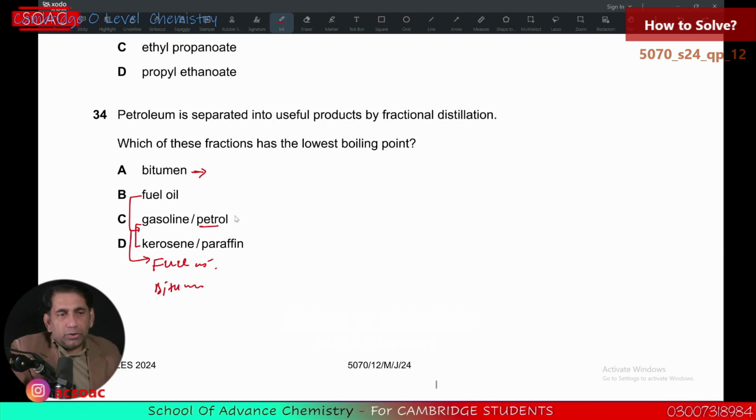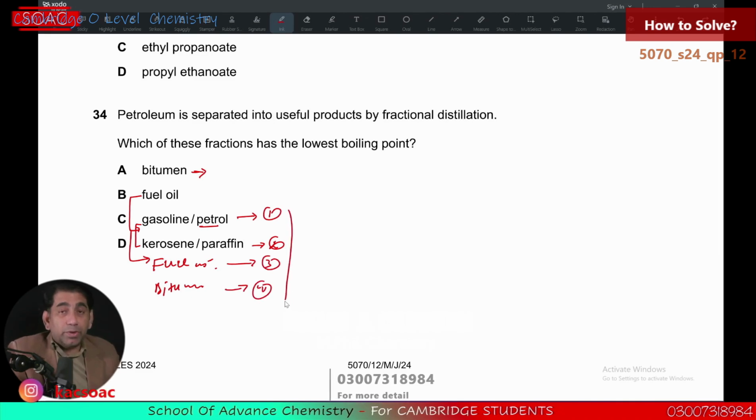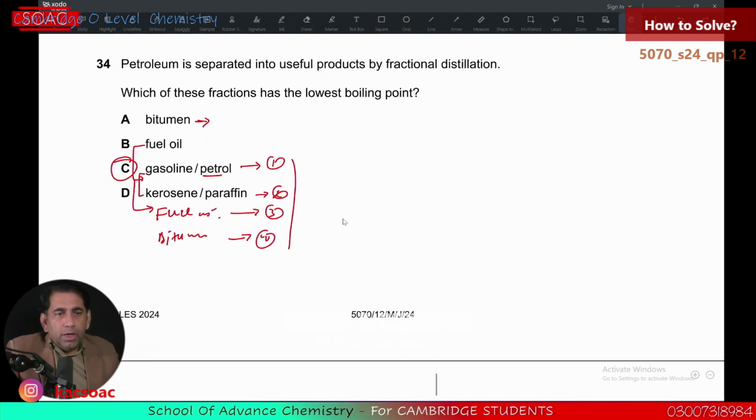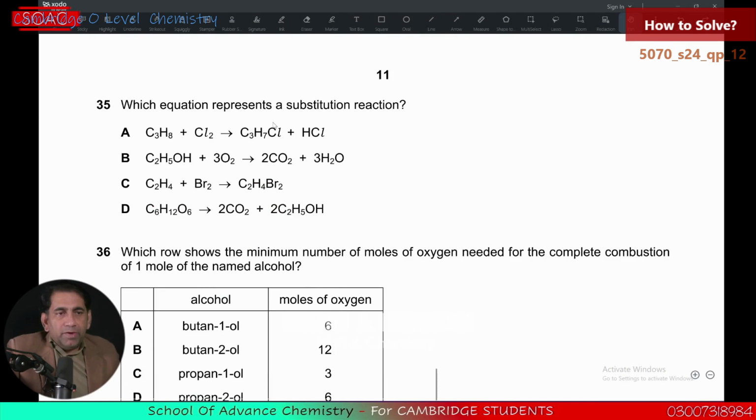So at the top in all these 4 options, at the top of the column there will be petrol, then kerosene oil, then fuel oil, then bitumen. So it is necessary to keep this order of fractions in your mind, and C is the correct option. Question number 35. Which equation represents the substitution reaction?